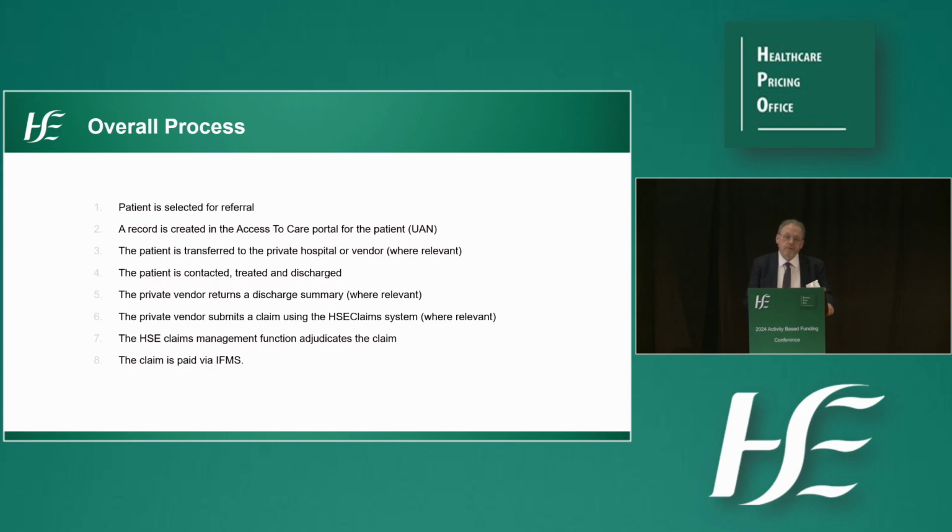Just going on to the overall process then. What we're talking about in the overall process is the patient is selected for referral. Now, depending on what you're being sent for, that means different things. So obviously, if the patient is going for assisted human reproduction, how they're selected is different to if it's just general surgical services. And a record is created in every case in the Access to Care portal, and they get what's called a UAN, a unique authorization number.